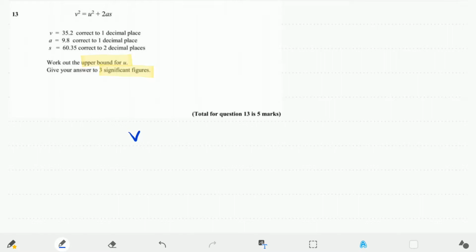So for V, it is correct to 1 decimal place, which means that it has to be less than 35.25. Because if it was 35.25, that would make it round up to 35.3. And its lower bound would be 35.15. And it could be equal to that, because if it was equal to 35.15, then you would automatically be able to round up to 35.2.